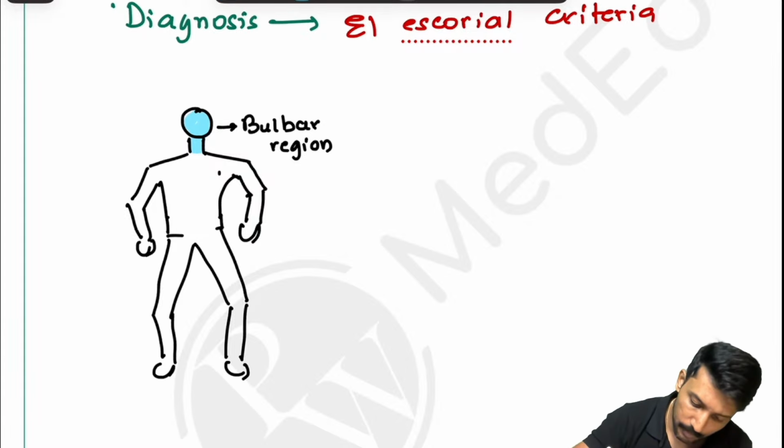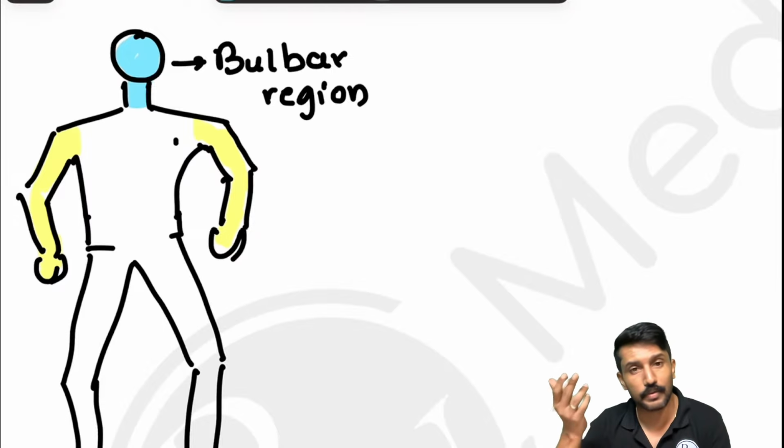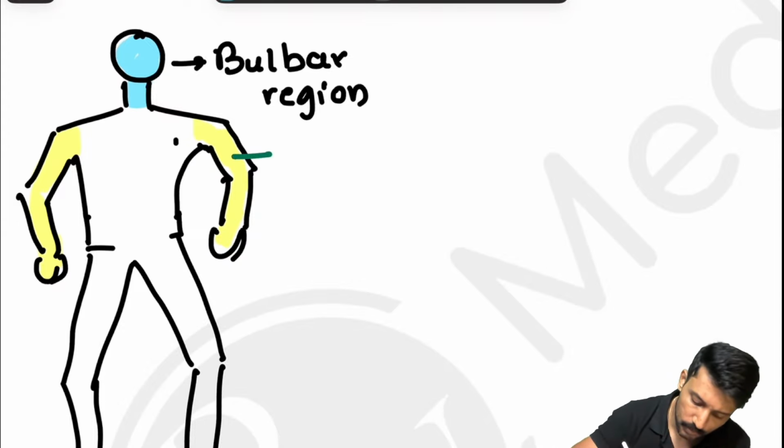And then upper limb, I will call it the cervical region. Upper limbs are called the cervical region because the nerve supply to them comes from the brachial plexus, which originates in the cervical segments of the spinal cord. So this is going to be my cervical region.